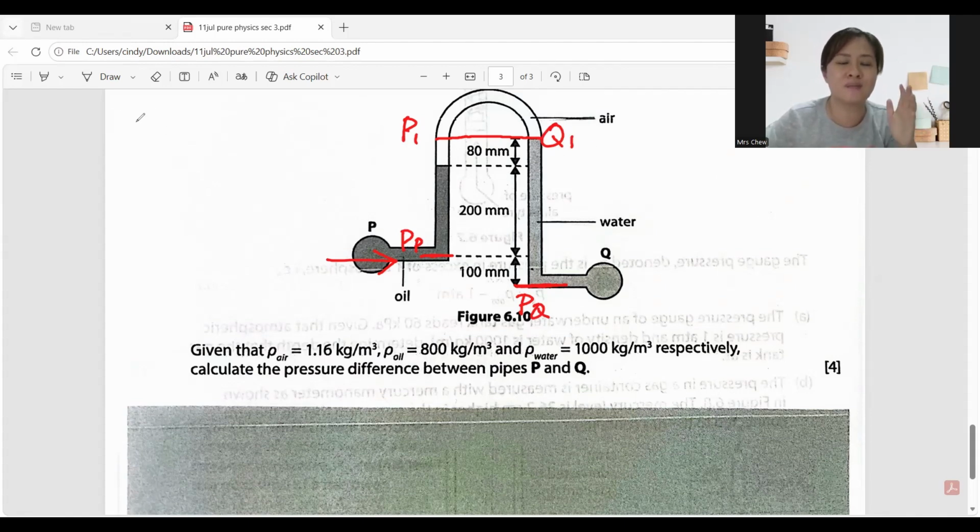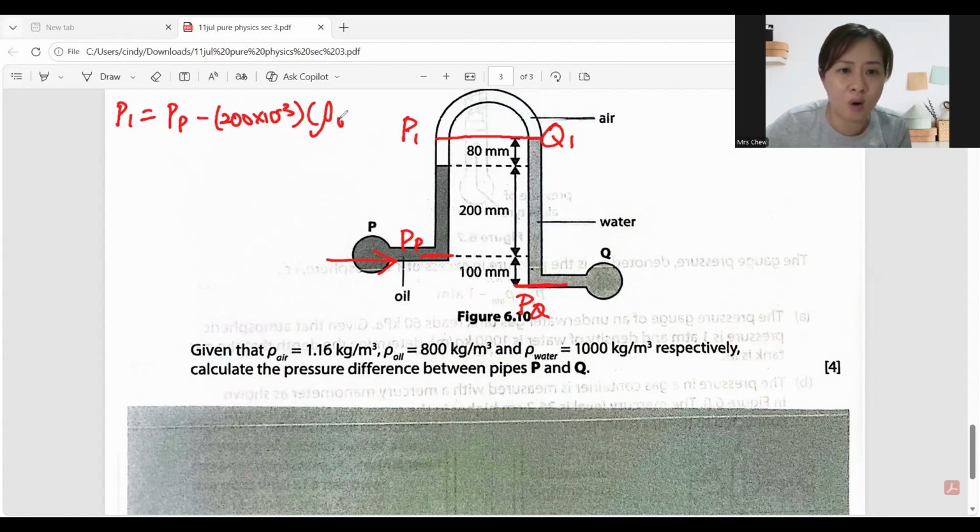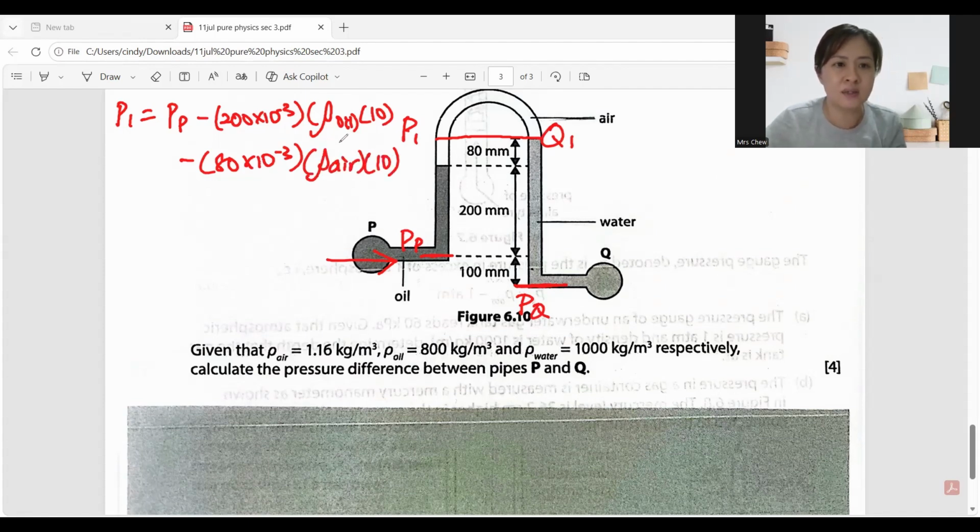So let's do the left-hand side first. We have pressure of P, then you move up. Move up here is 200 times 10 to the power of minus 3, and then this one is the density of oil, and then times 10. And then I still have to minus here. There's a gap of 80 of air, so I minus 80 times 10 to the power of minus 3, density of air, and then 10. Okay, so this one is settled.